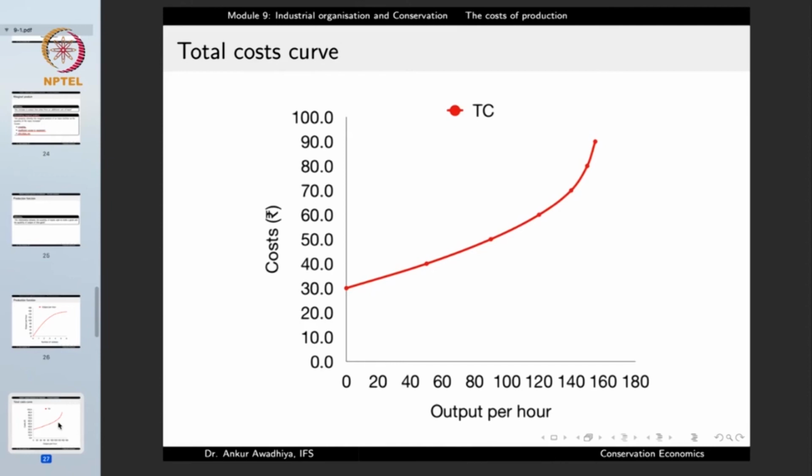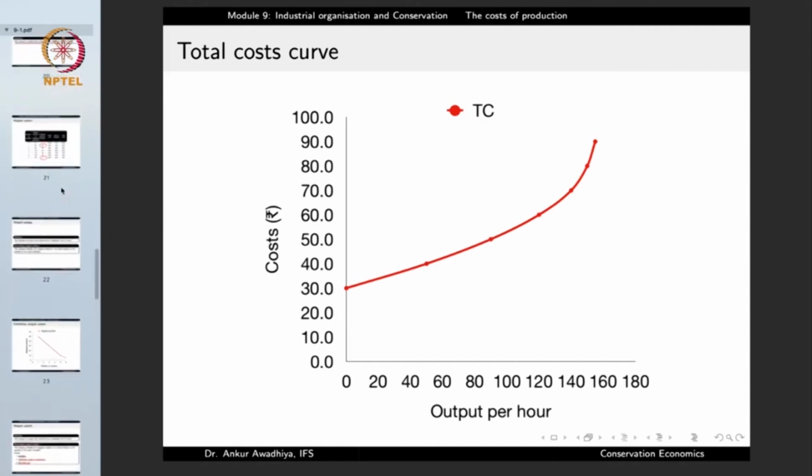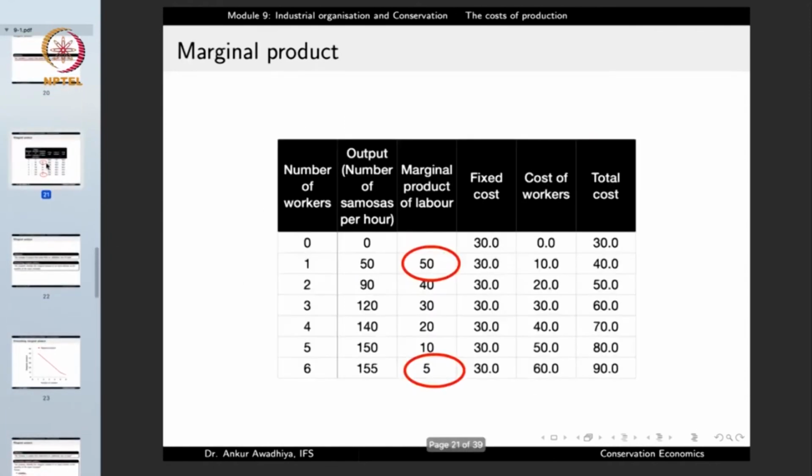And we can also plot the total cost curve. Now, total cost: if the output increases, there will also be a change in the total cost. Why? Because in any firm, we have certain fixed costs. Fixed costs will remain the same for any amount of output. So even when the output is increasing from 0 to 155, the fixed cost remains the same.